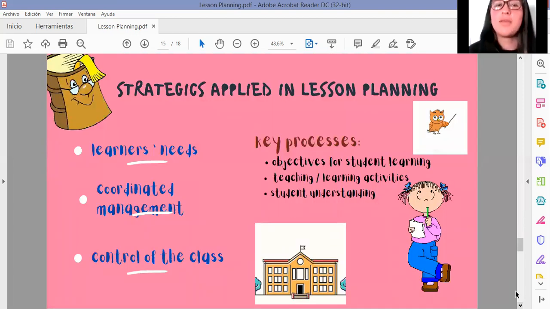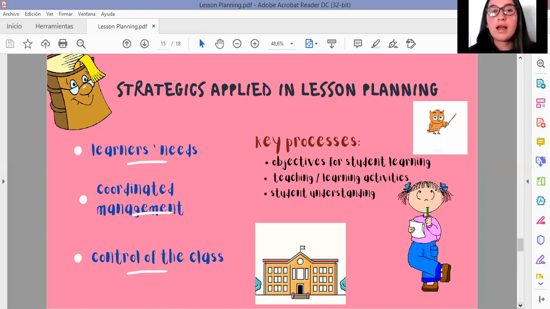Strategies in lesson planning. Strategies in lesson planning help to understand learners' needs effectively during the time related to them. A major and significant strategy is the effectiveness that it produces, as well as the coordinated management of a number of pupils. Good lesson planning is essential to the teaching and learning process.